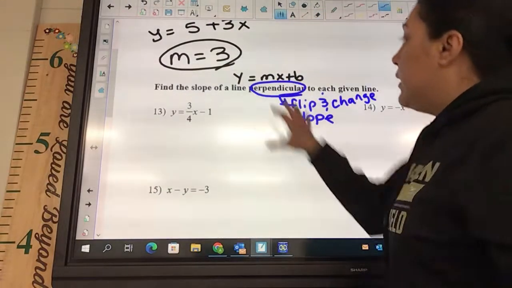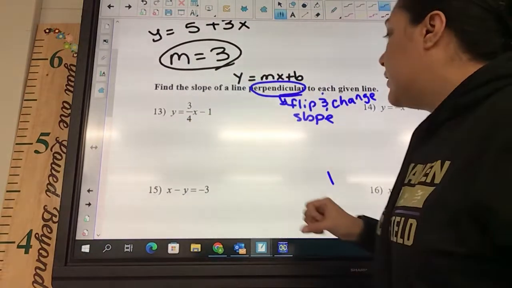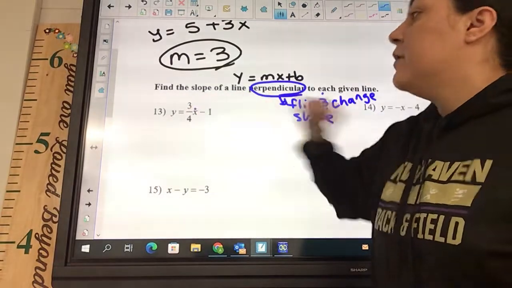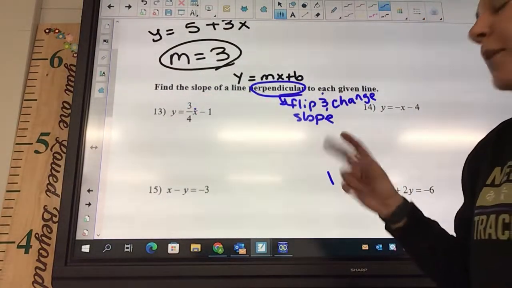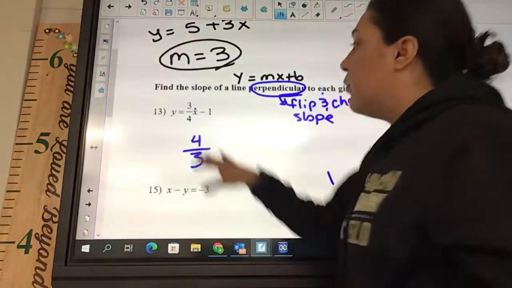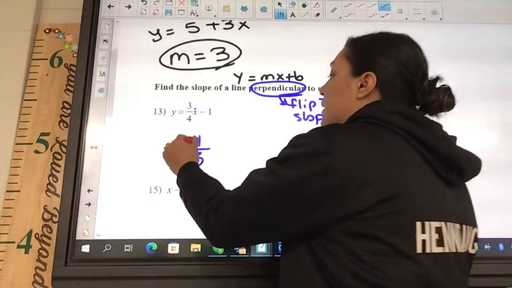So when we're looking at this, we can see that the y is by itself, so that's good. We're dealing with perpendicular, so we need to flip. Right now, this is our slope, and we want to do perpendicular, so you're going to flip it. So it's going to be 4/3, and change it. Well, right now it's a positive, so that means this one should be a negative.